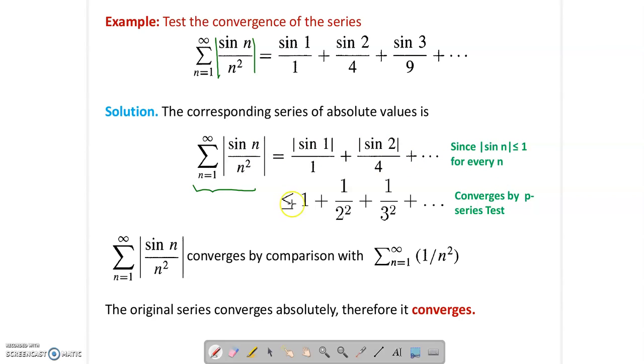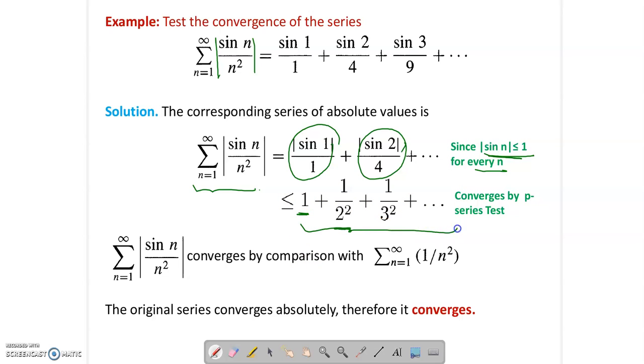Now you see that since sine is a bounded function, mod of sin n will always be less than or equal to 1 for every value of n. So we can say that this quantity is going to be less than or equal to 1. And likewise, this quantity is going to be less than or equal to 1 by 2 square, and we keep on going like this. So this whole series is less than or equal to 1 plus 1 by 2 square plus 1 by 3 square plus, and keep on going like this.